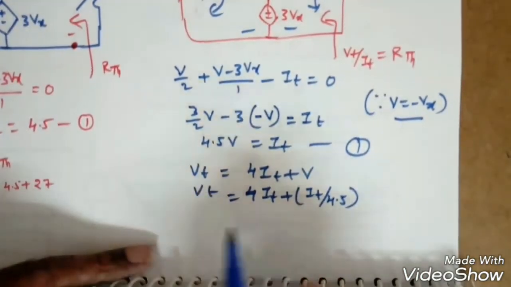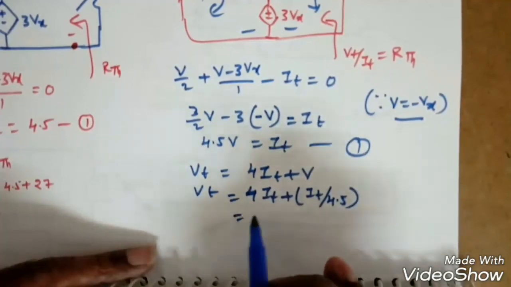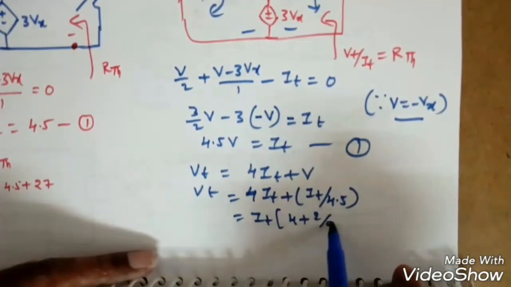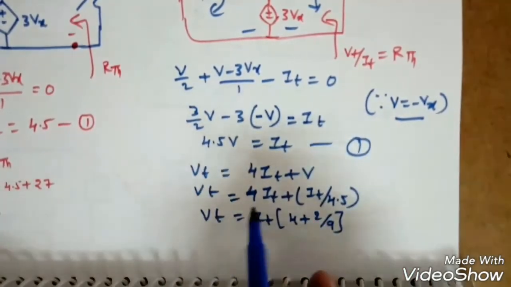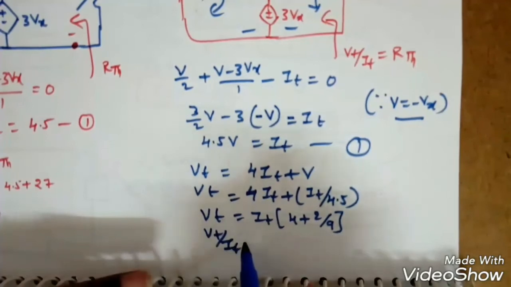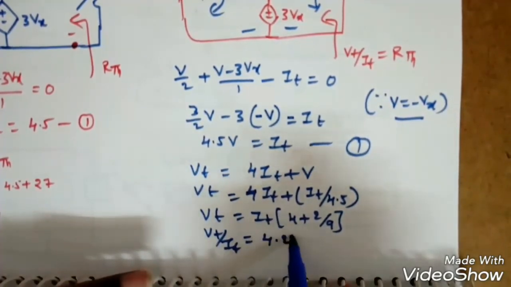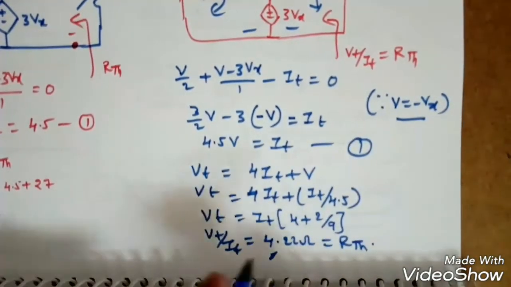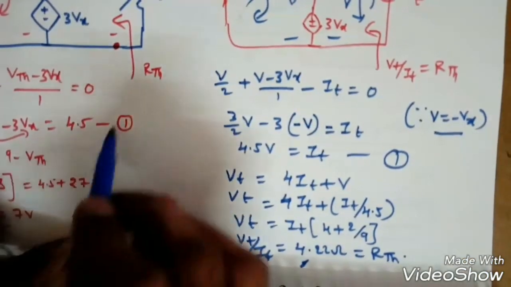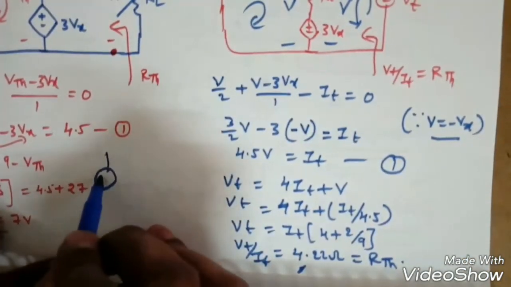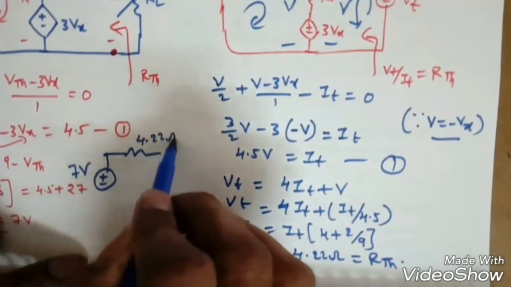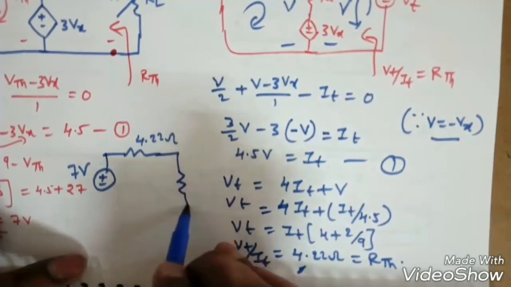So this is the Vt. So what will you get? If I take IT common, 4 plus, I think it is 2 by 9, this is Vt. So we'll get Vt by IT as 4 plus 2.9, right? Approximately 4.22 ohms. We'll get the RTH. Now if I replace this circuit, the total circuit, simply plus minus 7 volt, this is 4.22 ohms, and this is RL.